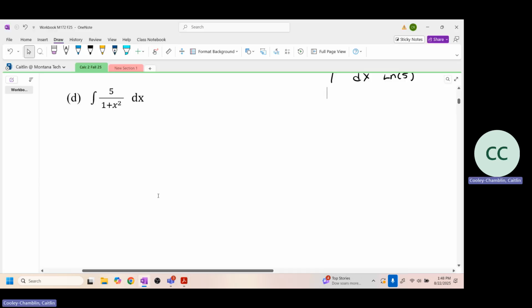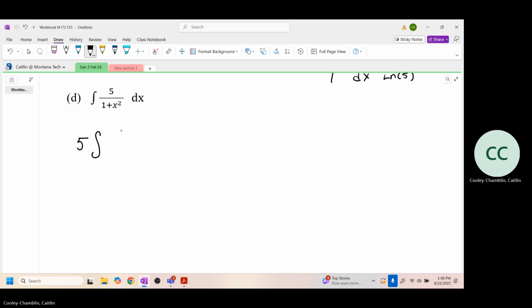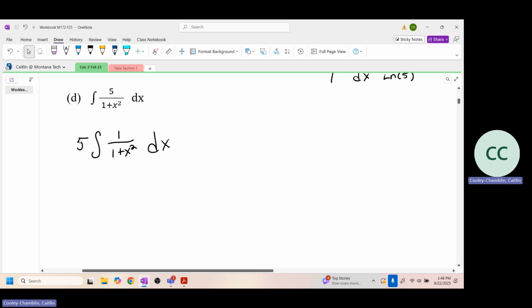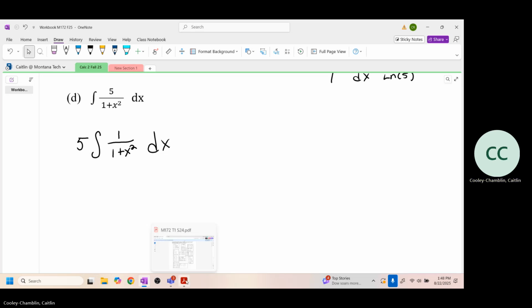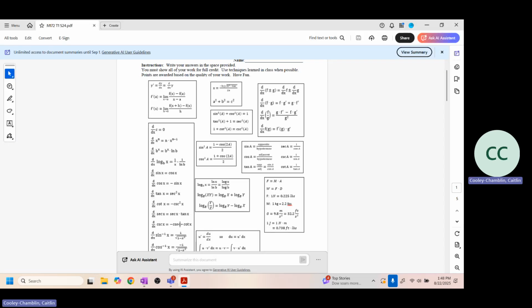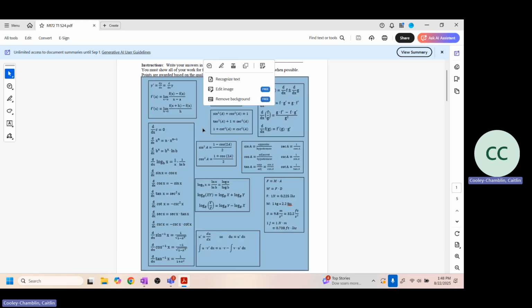All right, welcome back. So now we can do this problem together. And I'm just going to rewrite this, but I'm going to bring out my 5. 5's just a constant. Sometimes it's easier to see my antiderivatives when I do this. So I have the integral of 1 over 1 plus x squared dx. Okay, so now that I have my 5 out of there, I can go look at my formula sheet. So 1 over 1 plus x squared.